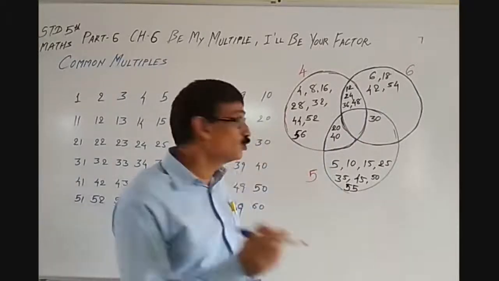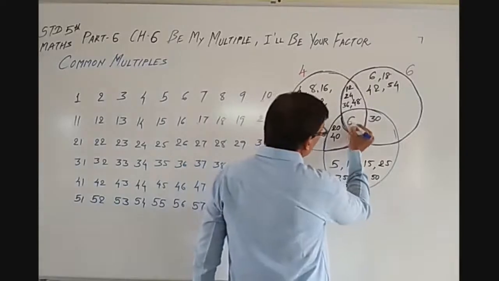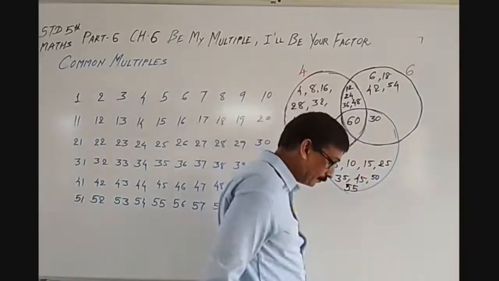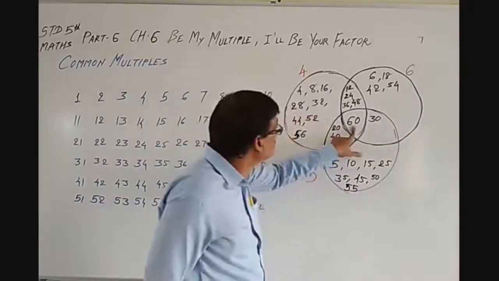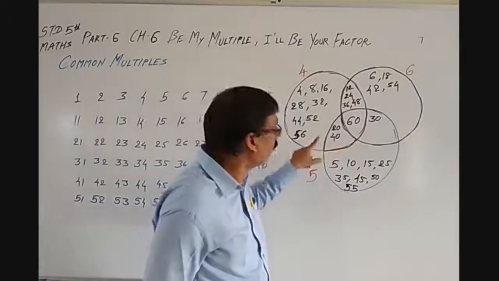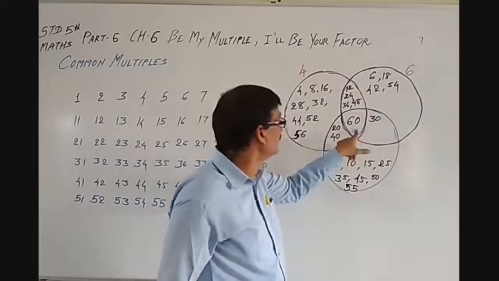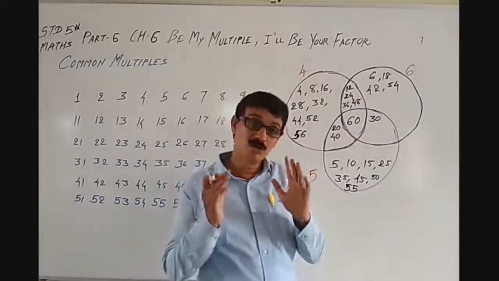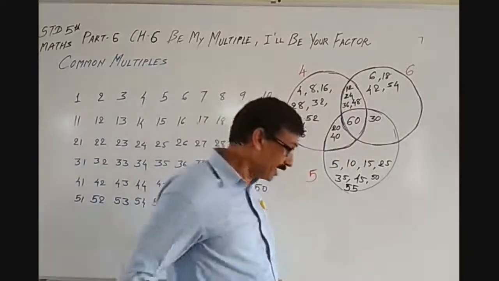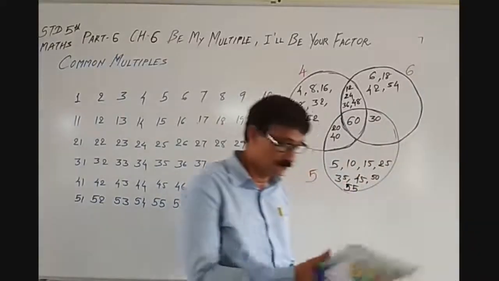That is why I should write it over here. Isn't it? See, 60 is in the circle of 4. Yes. It is in the circle of 5. Yes. It is in the circle of 6. Yes. So it is common to all the three. That is why. Now let's answer these questions.